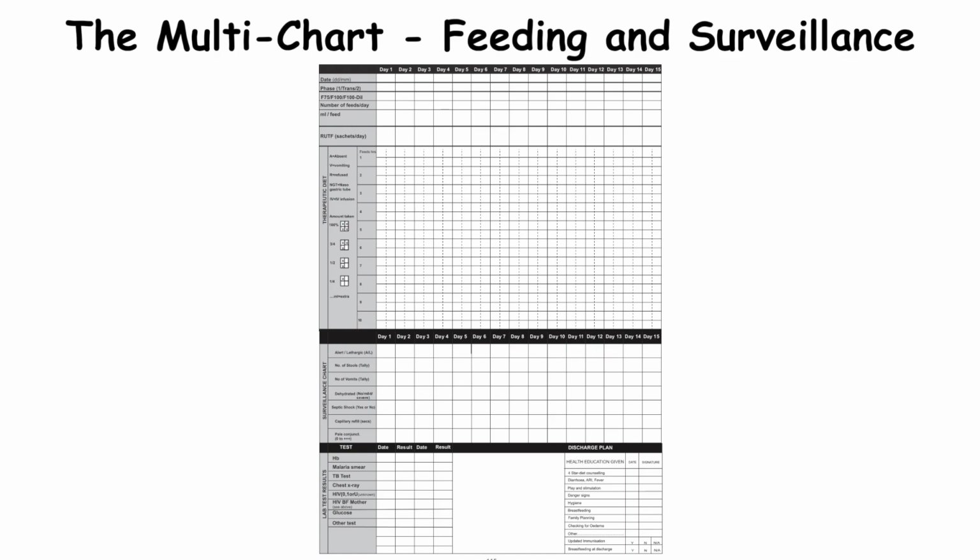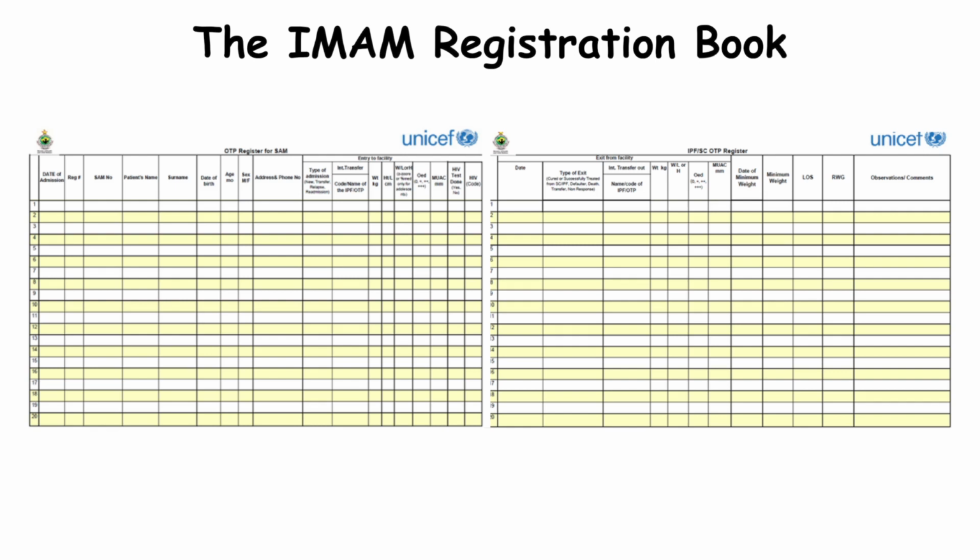On the second page of the multi-chart is the feeding and surveillance information. This section of feeding information is where we record the feeding amounts, patterns, and tolerance. This section also guides us in terms of feed progression. We can check how long the patient has been receiving a particular feed and whether we need to change the prescription. The section on surveillance information is where we record vital medical observations. This is to ensure we provide timely treatment as rapid changes can occur to our patients. The registration book is used to collect data on each patient admitted into the IMAM program.